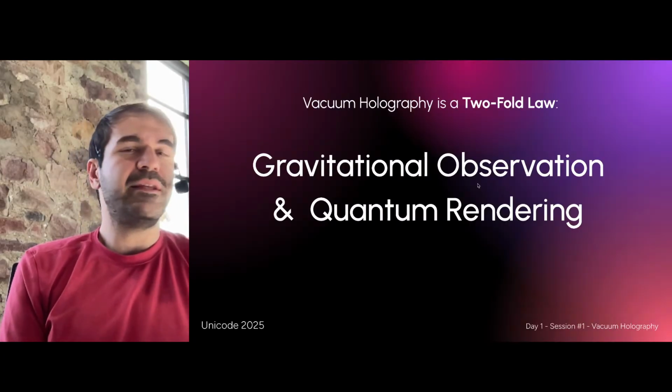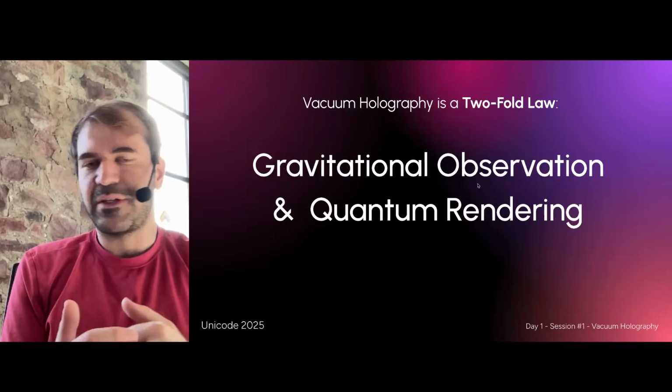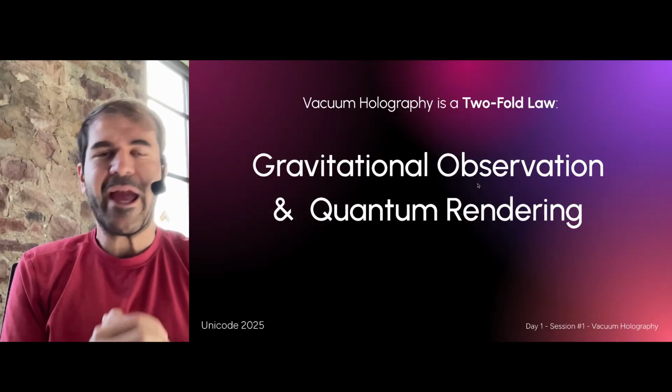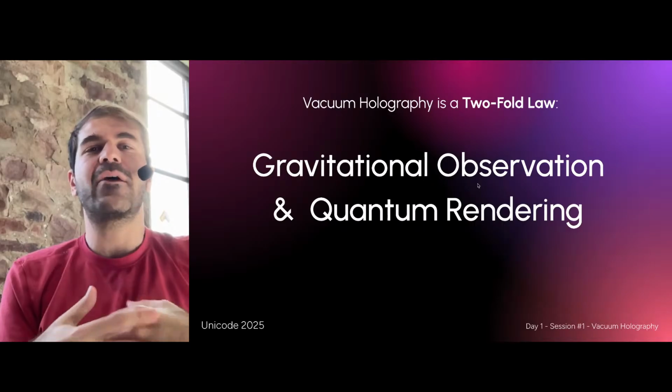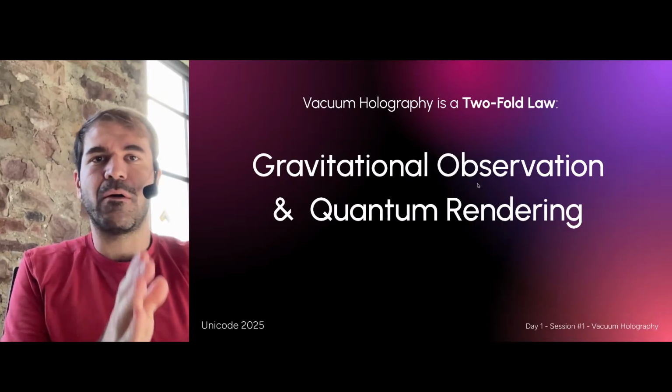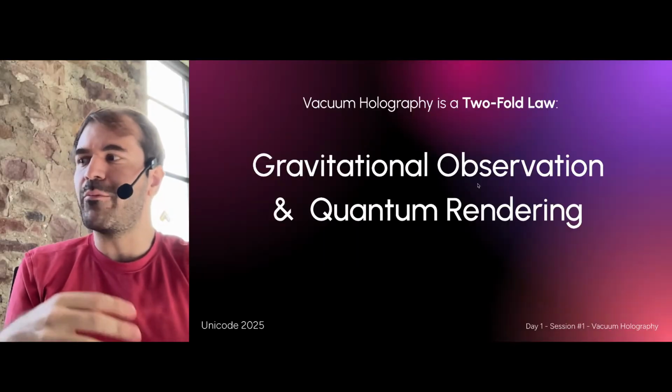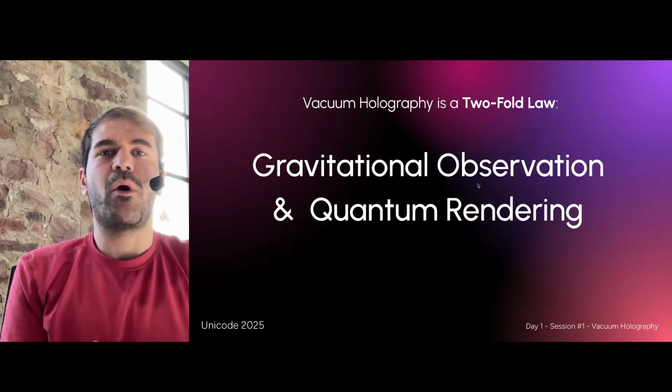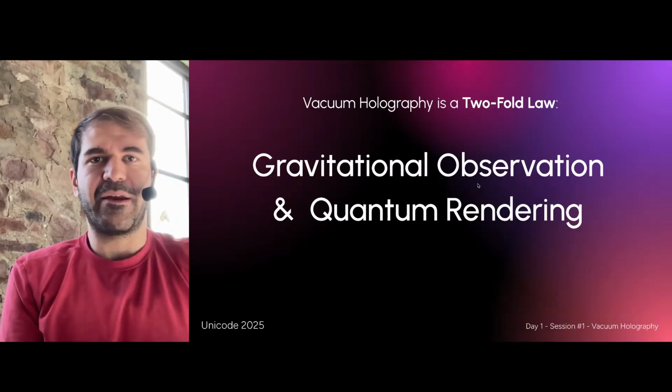So it needs to be tied. You have to tie gravity with the observer. And then that also becomes the collapser of infinite potential into a single holographic rendering, which we'll talk about. But that's essentially what the quantum rendering side of things is.